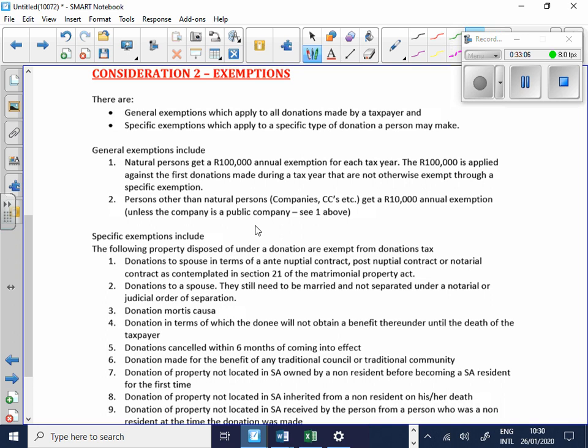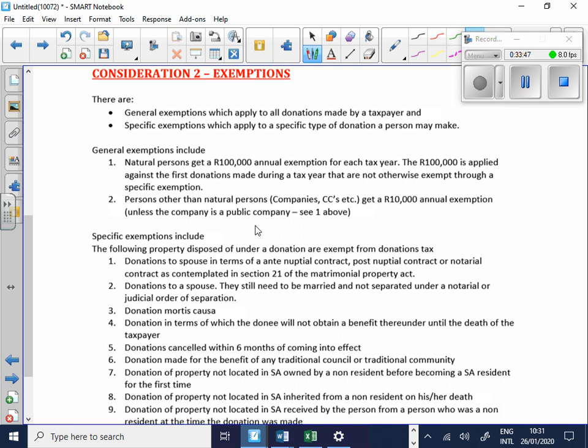Is that all right? Next one, donation for the benefit of any traditional council or traditional community. So guys, if you want to actually donate to the Royal Buffer King Nation, go for it, to King Goodwill Zwelithini. Guys comfortable with this? Next one, guys, donation of property not located in SA, owned by a non-resident before becoming an SA resident. Do you guys know John Robbie? He was on 702. He was an Irishman, came to live in South Africa. Anything he owned before he came to South Africa that is located overseas, just remember, it's got to still be overseas. You can donate without donations tax.